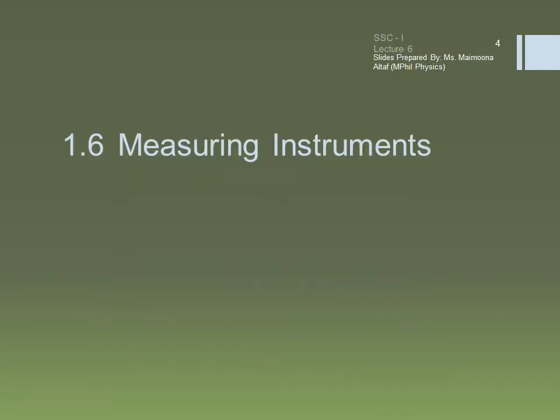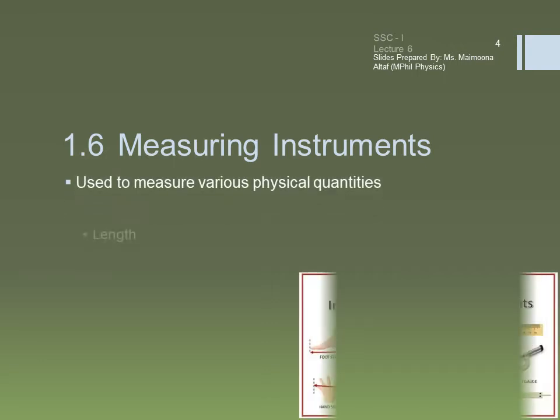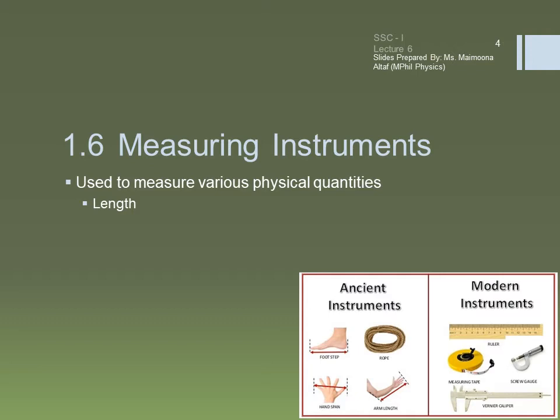Measuring instruments are used to measure various physical quantities such as length. In ancient time, people used footstep, handspan, rope, arm length for the measurement of the length. While the modern instruments include the ruler, measuring tape, vernier caliper, or the screw gauge.